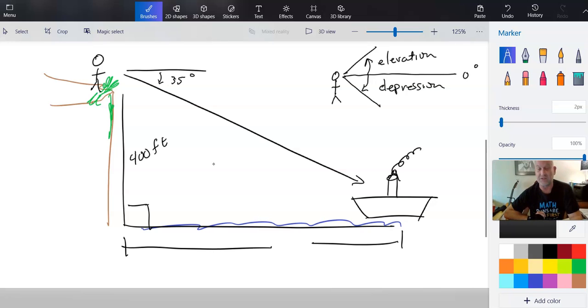Incidentally, ships use this too, using lighthouses, because they can identify which lighthouse they're seeing by the time spacing between the lights. Once they know which lighthouse they have, the height is known. So they know how tall each lighthouse is, and they can figure out how far out to sea they are this way. Okay, so in any case, if that's 35 degrees, that means this side is 55 degrees.